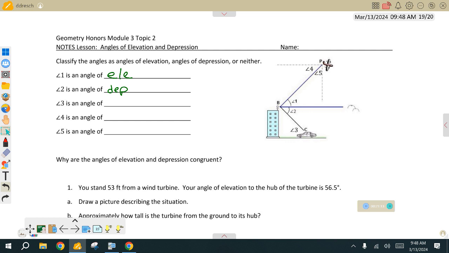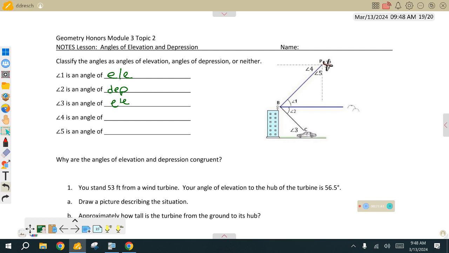So everybody has this imaginary horizontal line. Think about the ground as the car is just driving along, and everybody has this imaginary horizontal line coming out of you. All right? And the car looks up. So angle 3 is then considered to be a what? Right, because you're looking up towards that building. Elevation.